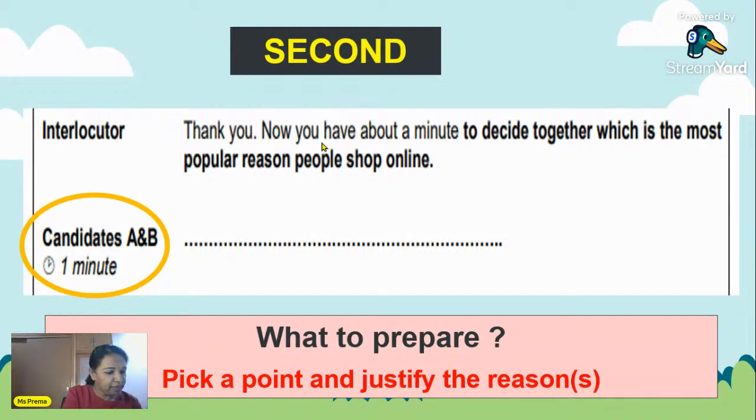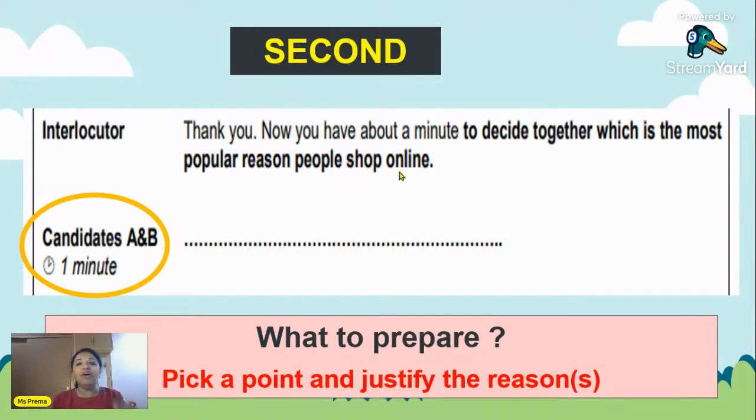Okay, give me a moment. Okay, so remember, 1 point, and then you justify the reason. Again, the reason can be the same in a different structure. You say your way and your friend say his or her way. Or you can have same choice, but the reason is different, but still referring to the same choice. Okay? Because the question says, which is the most popular reason people shop online? So it's very clear that you have to decide together, not different opinion.